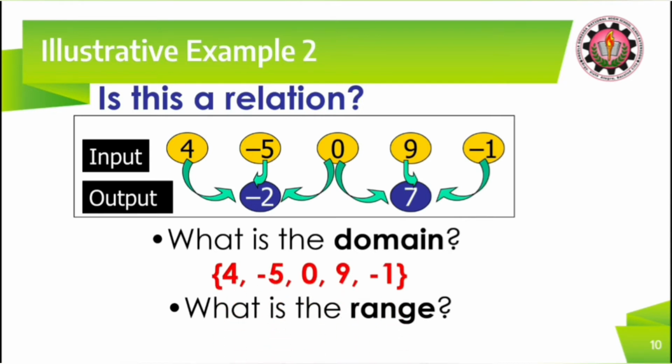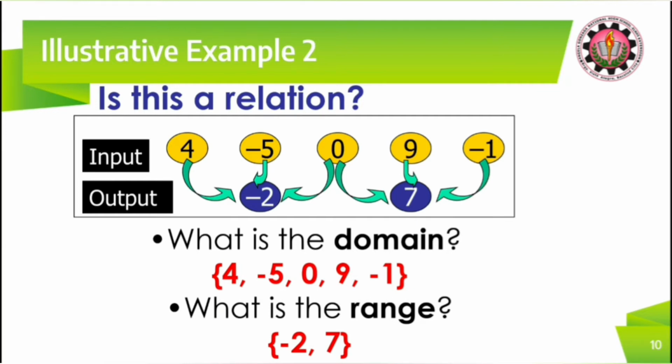That's right. The domain is 4, negative 5, 0, 9, and negative 1. And what is the range? That's negative 2 and 7. I hope you understand now our domain and range, and what relations are.